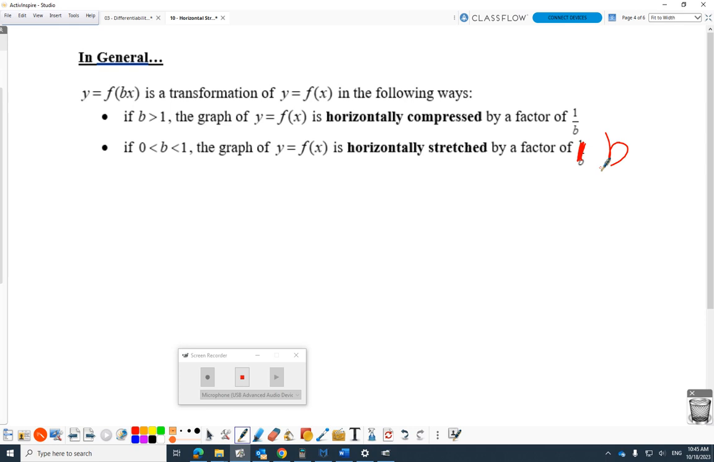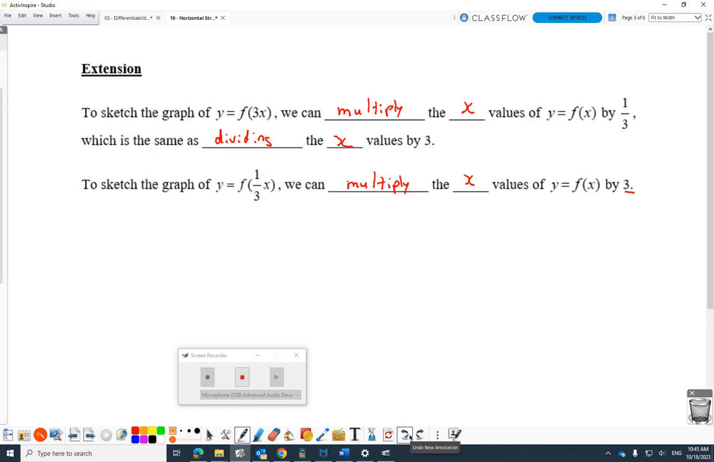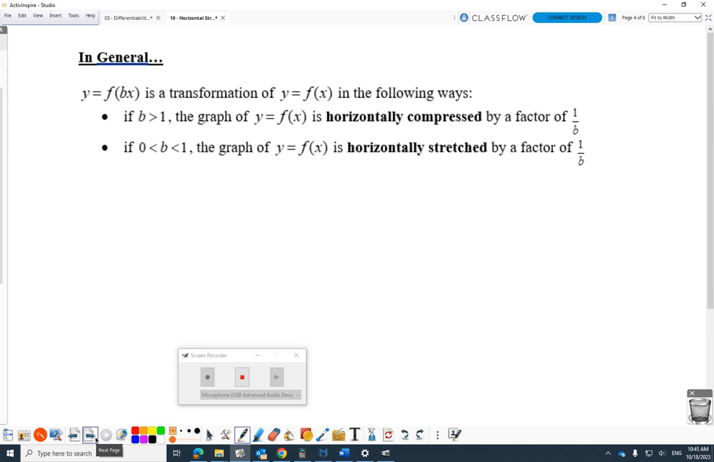No, 1 over b. Yes, sorry, 1 over b. That was right. Sorry, I thought they were saying something different there. 1 over b. And don't let this 1 over b confuse you. All we're saying here is flip. Both those are saying flip that thing.